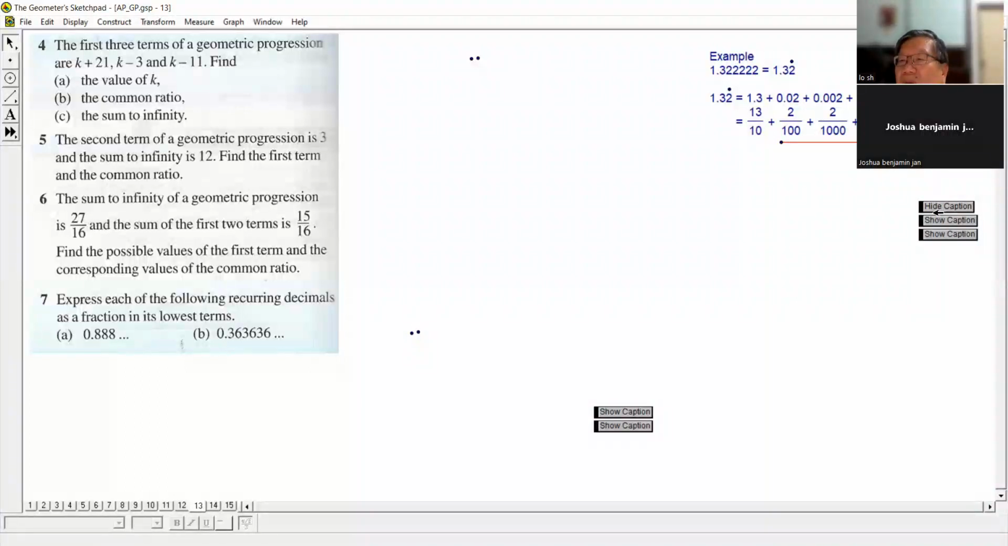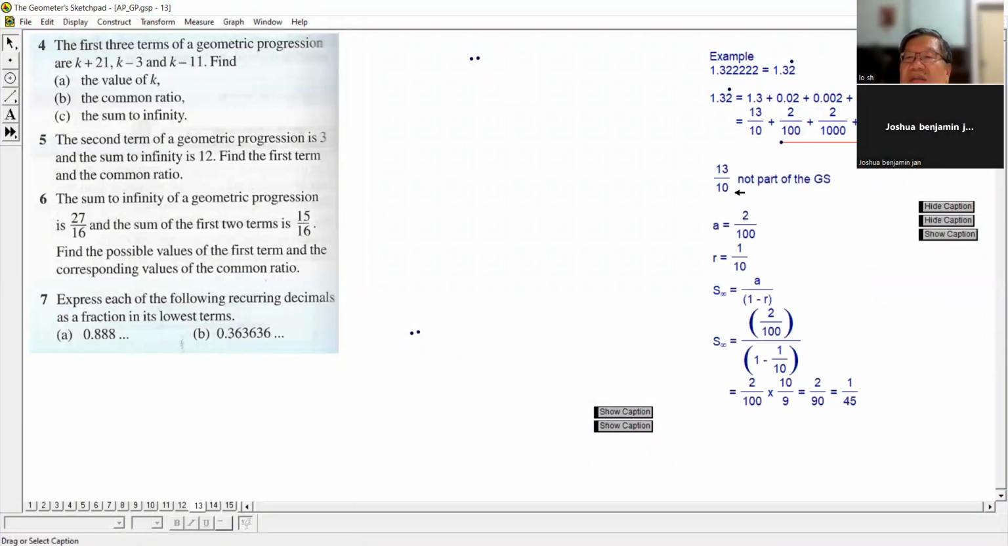So my aim now: this 13 over 10 is not part of a geometric series, but the terms underlined in red, going on very, very far away, form a geometric series. So the 13 over 10 we don't care about first, because it's not part of the geometric series. But for the part behind, what is the first term? The first term is 2 over 100. The second term is 2 over 1,000. Now I want to find r. I take this number and divide by the number in front. It's 1 over 10, right?